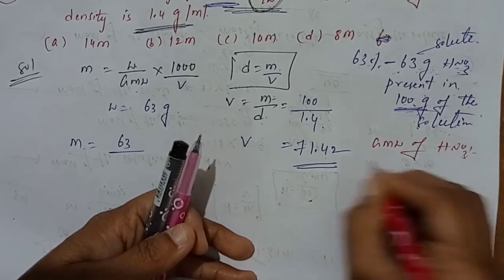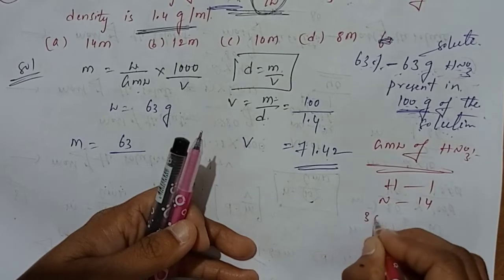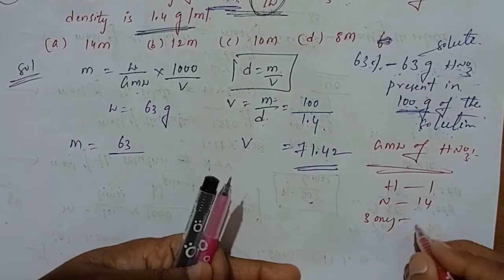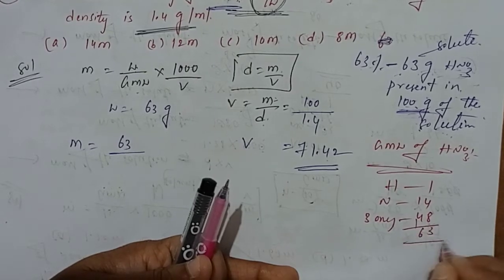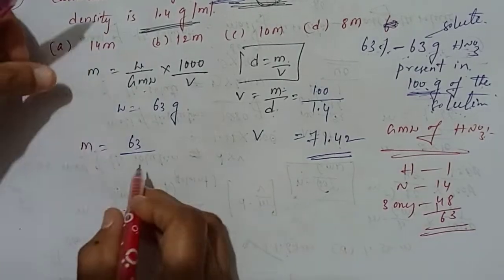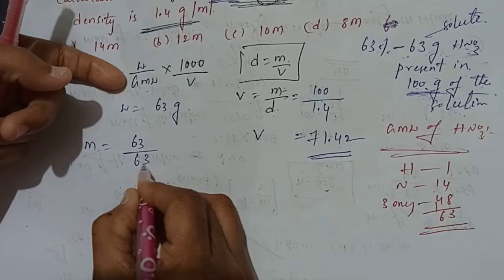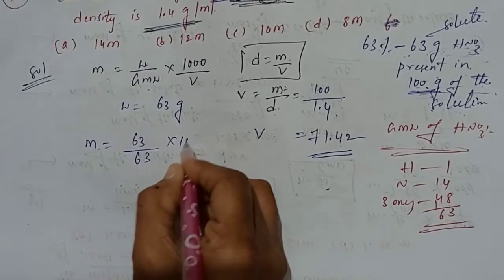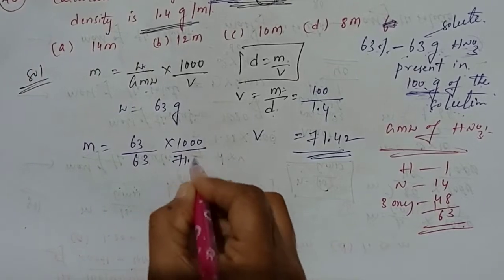How to find it? Hydrogen 1, nitrogen 14, 3 oxygens are there, 3 into 16, that is 48. How much, students? That is 63. Now this is the gram molecular weight of HNO3. So write here: 63 by gram molecular weight, which is 63, into 1000 by volume. Volume of the solution, how much, students? 71.42.